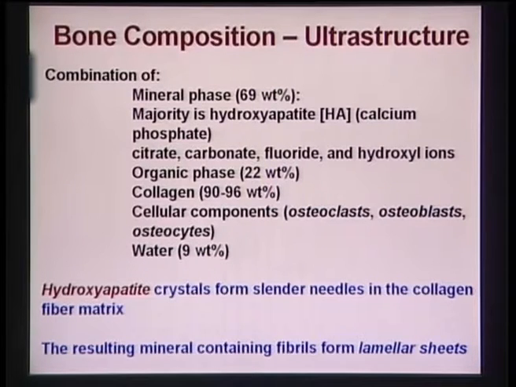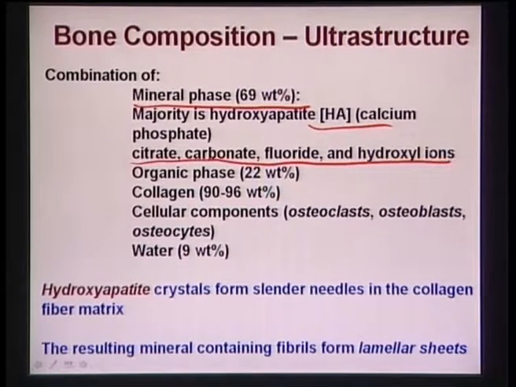At the same time I have focused on the tissue, and bone is an example of a hard tissue. What is the composition of the bone? It is a combination of the mineral phase, which is 69%. So 69% means natural hydroxyapatite or calcium phosphate particles, which are nano-sized in the bone, contained at 69 weight%, a majority being hydroxyapatite, as I said. Then you have citrate, carbonate, fluoride and hydroxy ions. Then you have the organic phase, which is 22 weight%, and water is 9 weight%.